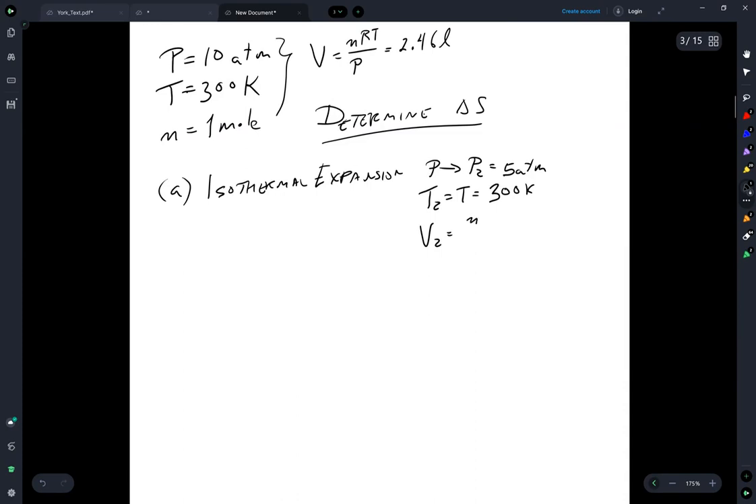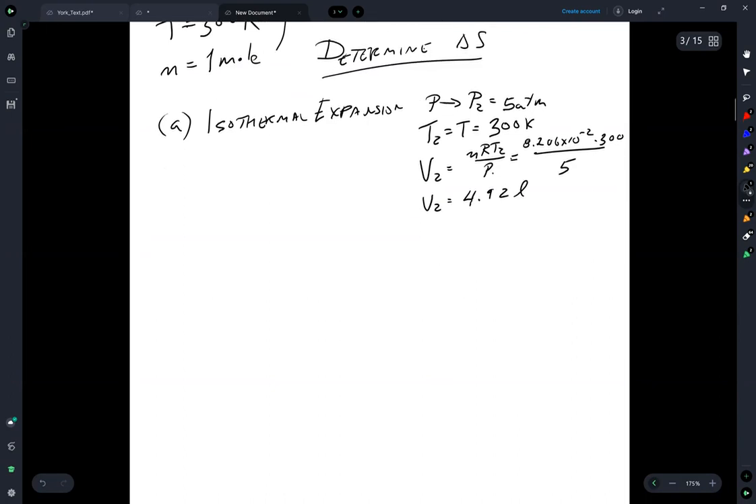And V2 is equal to NRT2 over P2, which is 8.206 times 10 to the minus 2 atmosphere liter per Kelvin mole times 300 divided by 5. V2 is equal to 4.92 liters.